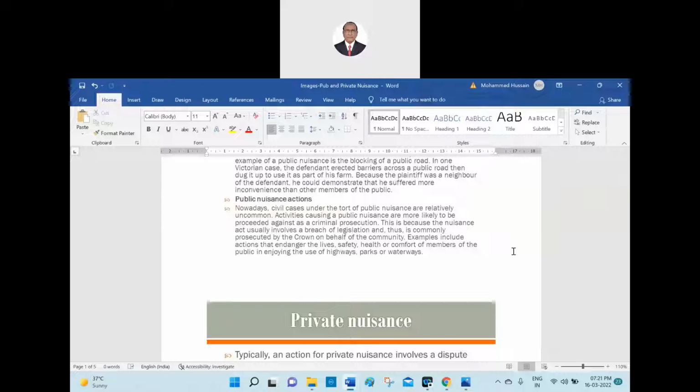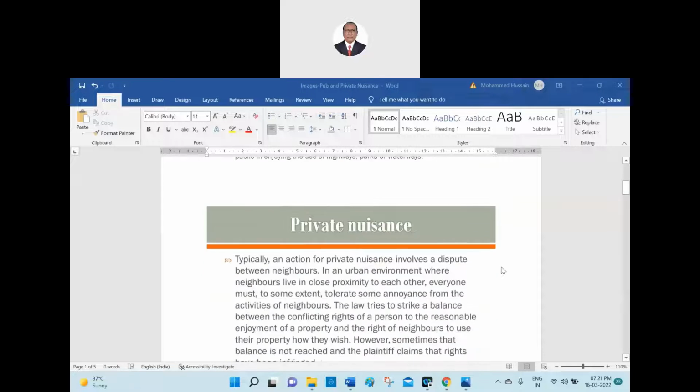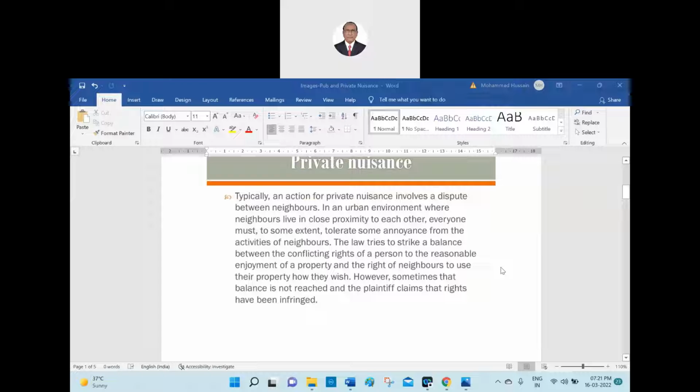This is because the nuisance usually involves a breach of legislation and the masses will be suffering. This is another factor. It is commonly prosecuted by the Crown, but the Crown is not there; it is the PP on behalf of the community. Examples include the action that endangers the lives, safety, health and comfort of the members of the public in enjoying the use of the highway, parks, or waterways. So the public nuisance would be there. And the private nuisance, read.